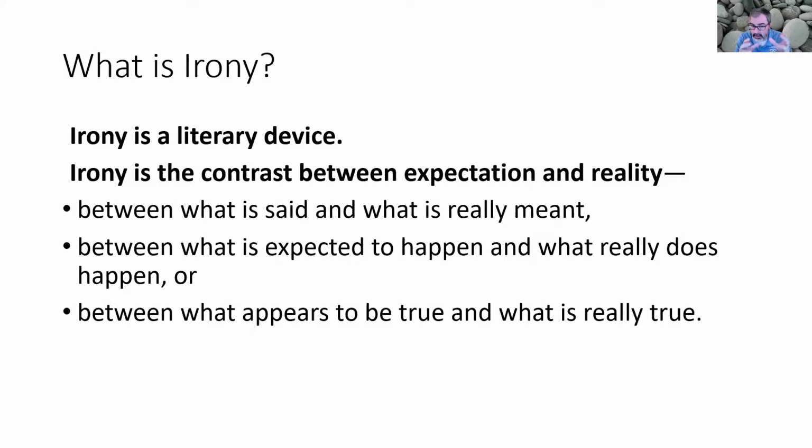All of these words or phrases we're talking about today, these are all literary devices, just like they were literary devices when we talked about Le Guin's story. So what irony is, is the contrast between the expectation and the reality. What does that mean? What's between what is said but what is really meant? Between what is expected to happen and what really does happen? Or between what happens to be true and what is really true?